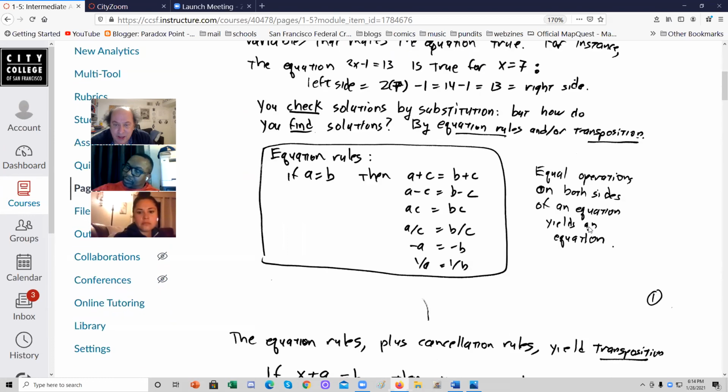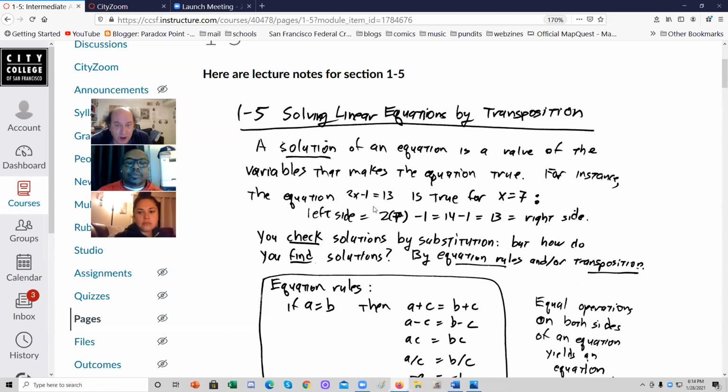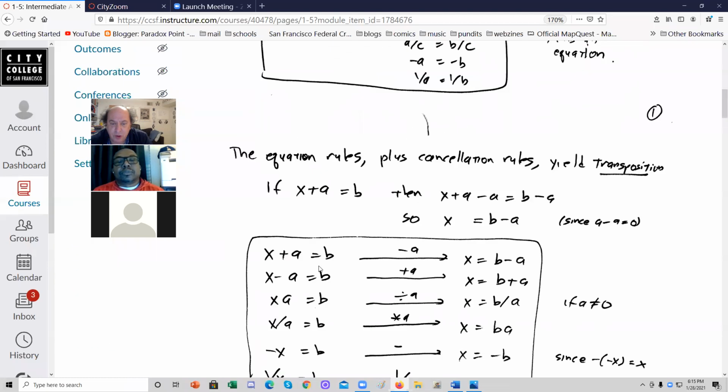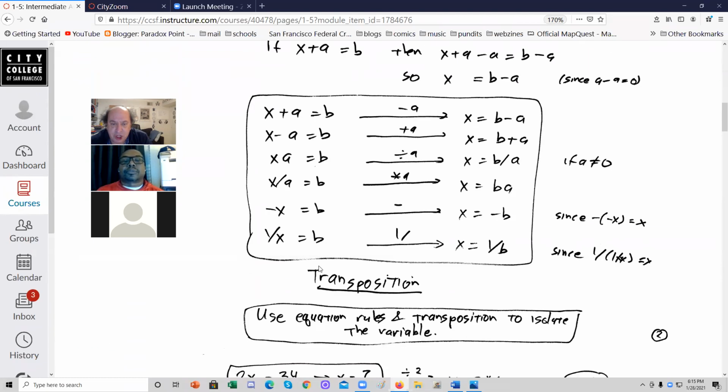Okay, now in this case, we have an equation 2x minus 1 equals 13. In general, ax plus b equals c, where a, b, and c are constants. What's x? That's called a linear equation because later we'll see that the graph is a straight line. Now we'll solve them by two equivalent methods: what the book calls equation rules, which is also known as transposition.